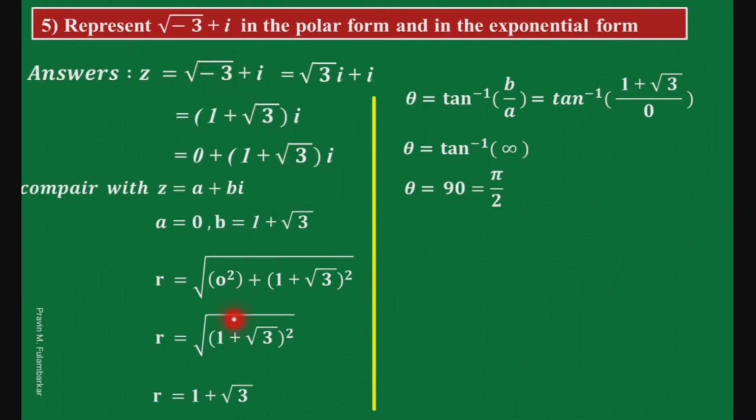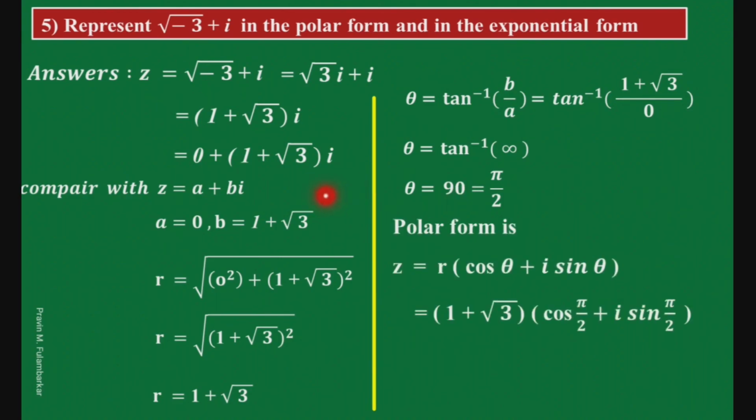Now from this also we confirm. If we write this z = 0 + (1 + √3)i in ordered pair, the x coordinate is 0 and the y coordinate is 1 + √3, which means the point lies on the positive y axis. So on the positive y axis it makes an angle with the positive x axis of 90 degrees, so we get θ = 90 degrees, that is π/2 in radian form.